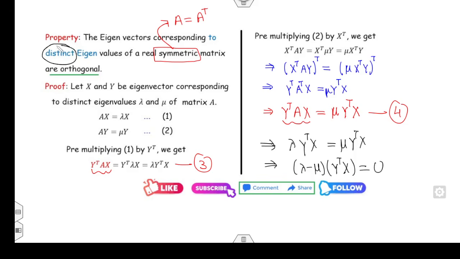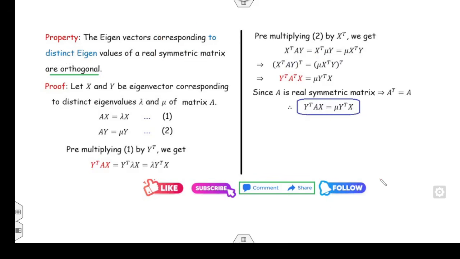Now you can see lambda and mu are distinct. That means lambda is not equal to mu. This implies, what does it imply? This implies y transpose of x must be 0. Fine. Once y transpose of x is 0, that means they are orthogonal to each other.